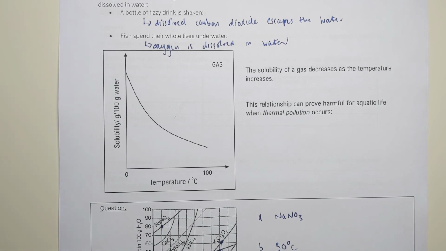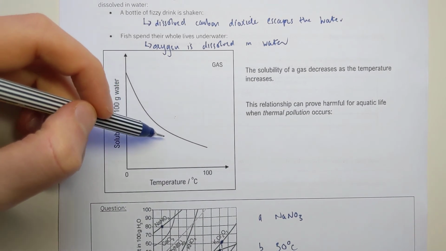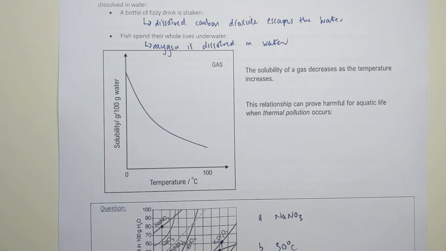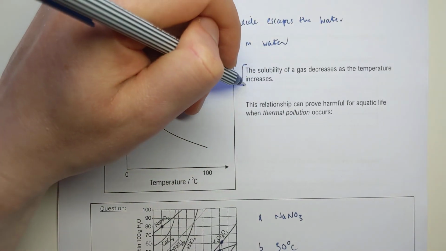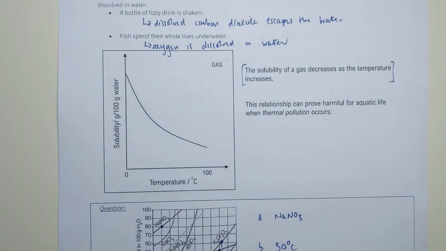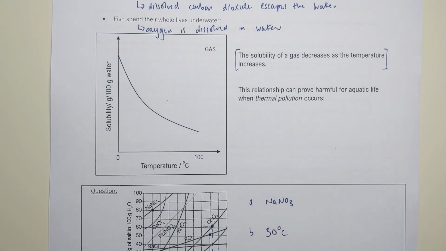So to make that clear, that's the opposite trend for solids. All solids become more soluble as the water heats up. Gases become less soluble. This is a different effect. So see in this curve, the solubility is decreasing as the temperature increases. So that's just a wee point to learn for your exam. The solubility is decreasing. One interesting reason that's important is this idea of thermal pollution.